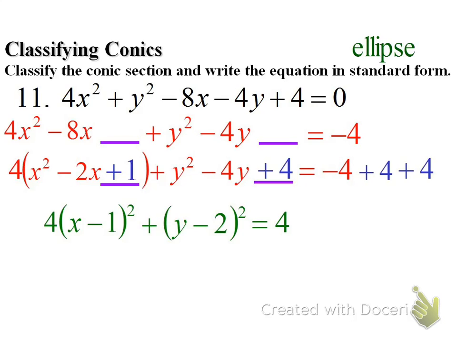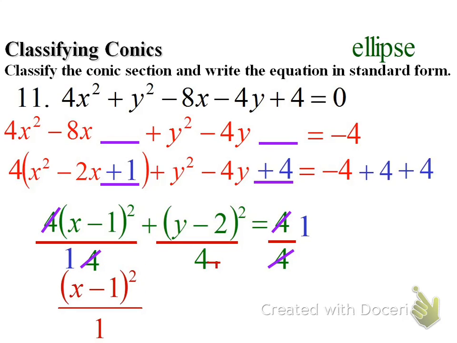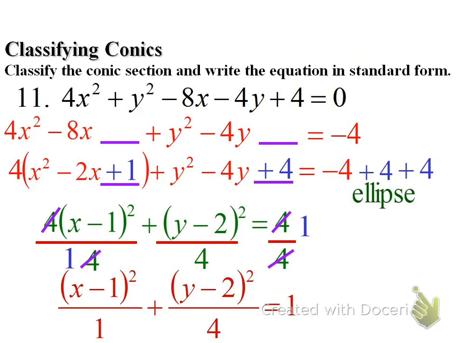We're almost there. Standard form equations for an ellipse always equal 1. How do I get this to equal 1? Divide everything by 4. So those 4s are going to give us a 1. Those 4s also give you a 1. There is your equation for our ellipse.